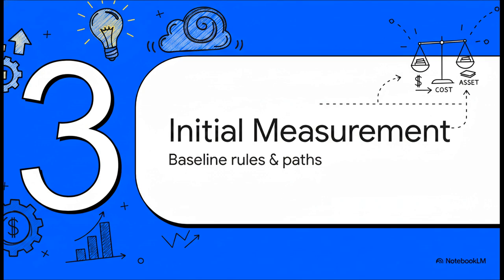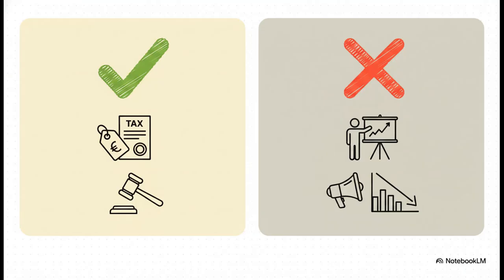All right, Stage 3, Initial Measurement, Baseline Rules and Paths. The absolute baseline rule here is beautifully simple. An intangible asset shall be measured initially at cost. But let's break down exactly what is included and what is excluded. Included in the initial measurement is the purchase price, any non-refundable taxes, and any directly attributable costs to prepare that asset for its intended use.